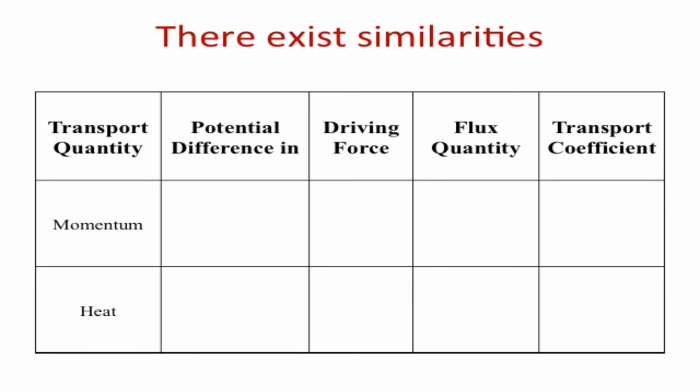Now in heat, I will have a potential difference in temperature, and my driving force is that gradient of temperature, and the flux quantity is then Q. We refer to it as Q, and it's actually simpler because temperature in itself is a scalar measurement. It's not a vector measurement as velocity is. So it's going to look simpler, and this flux quantity will be a vector as a result, because this temperature difference I can transfer in x, y, and z direction.